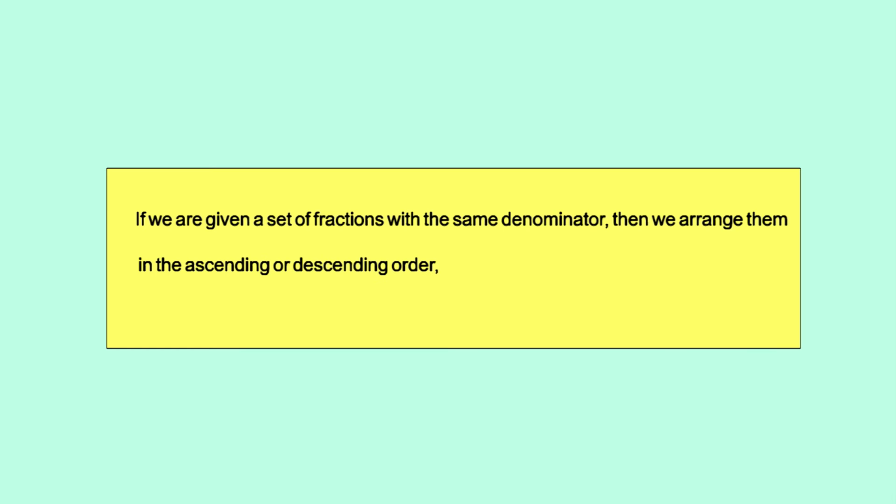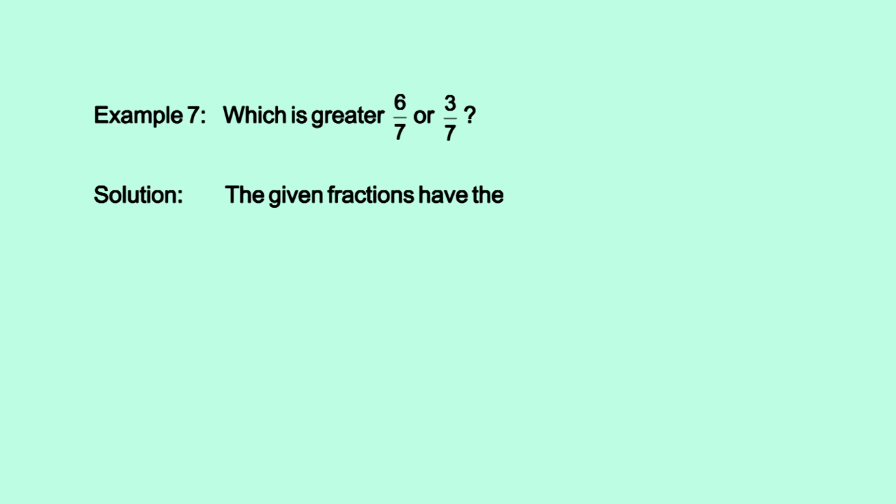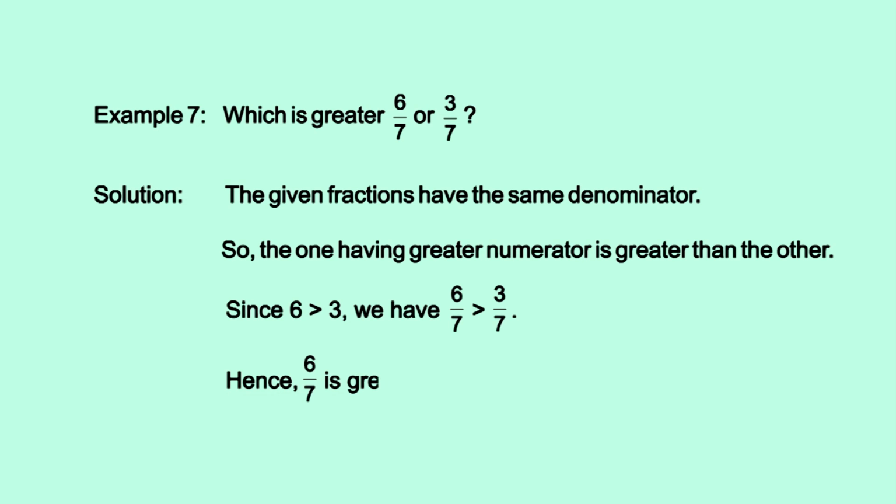If we are given a set of fractions with the same denominator, then we arrange them in the ascending or descending order according to the ascending or descending order of their numerators. Example 7. Which is greater, 6/7 or 3/7? Solution. The given fractions have the same denominator, so the one having greater numerator is greater than the other. Since 6 is greater than 3, we have 6/7 is greater than 3/7. Hence, 6/7 is greater than 3/7.